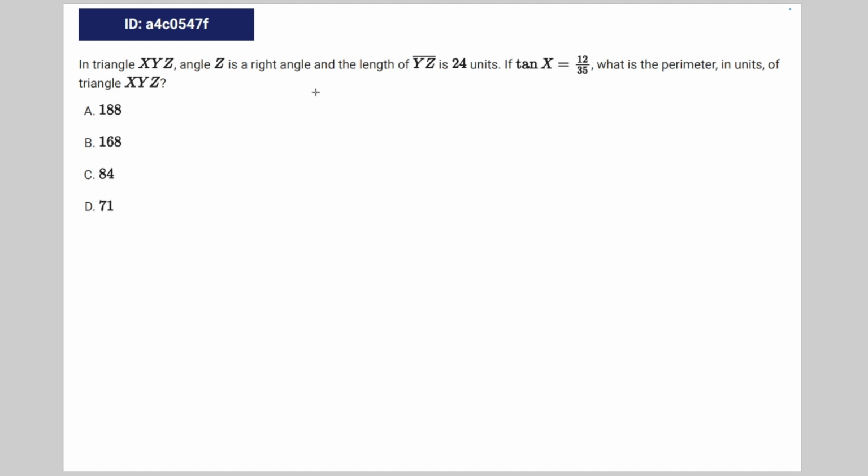So in triangle XYZ, angle Z is a right angle, and the length of YZ is 24 units. If tan of X is equal to 12 over 35, what is the perimeter in units of triangle XYZ?